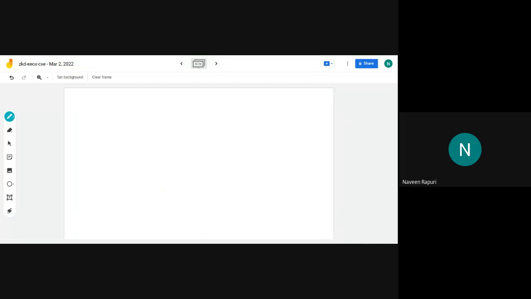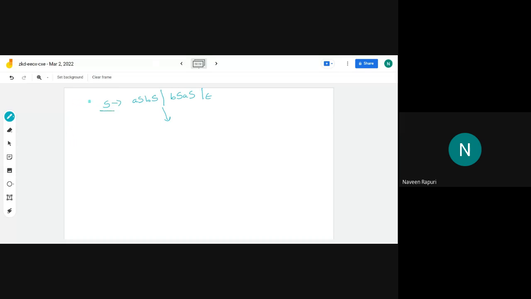Suppose there is a grammar, and we need to say the language accepted by the grammar. S derives small a S small b S, small b S small a S, and epsilon. So this is the given grammar, sir. What is the language produced by this grammar?